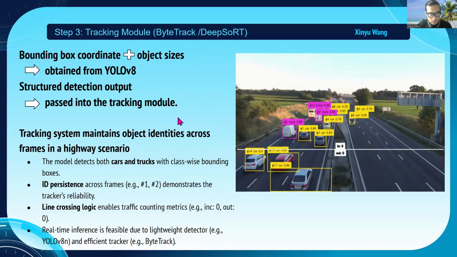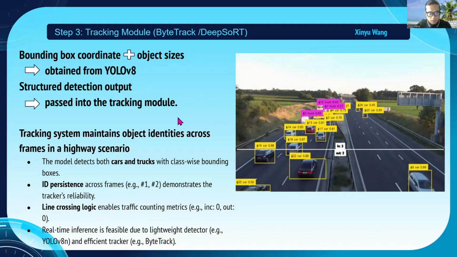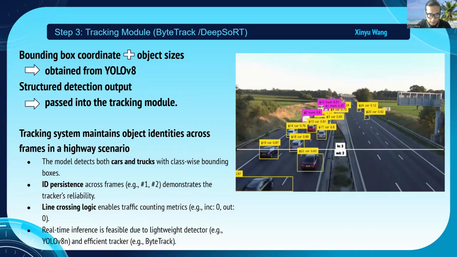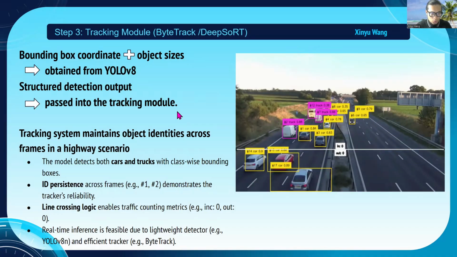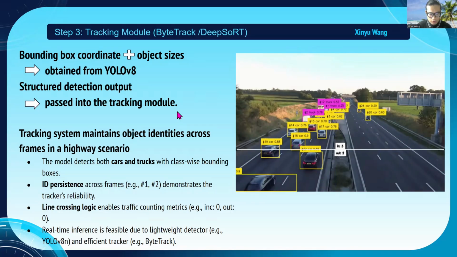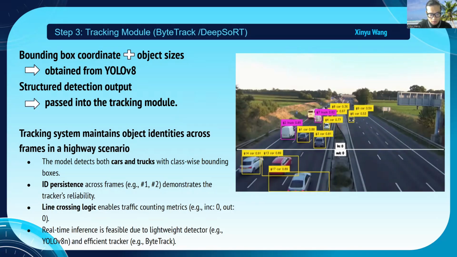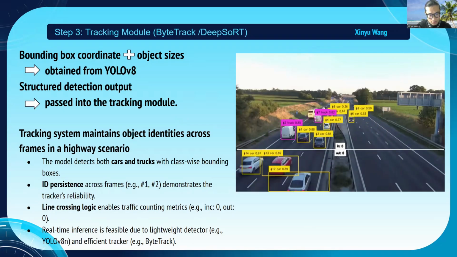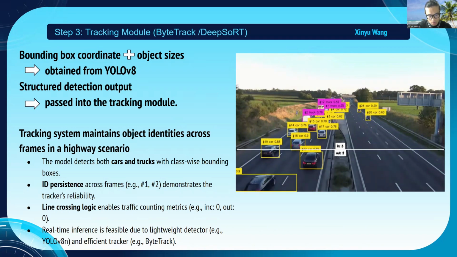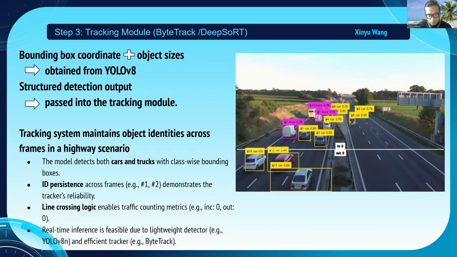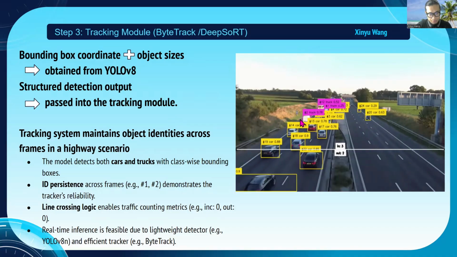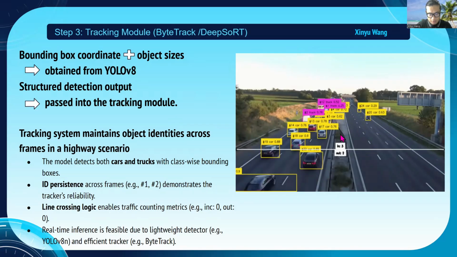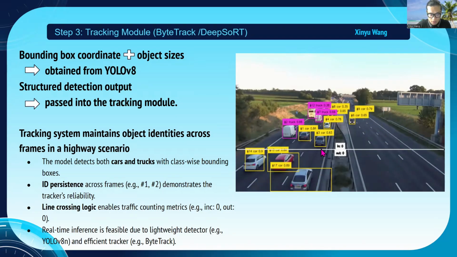In this project, we just use YOLOv8 with ByteTrack, or YOLOv8 with DeepSort. Once the bounding box coordinates and the object size are obtained from YOLOv8, this structured detection output is passed into the tracking module. This figure is showing the tracking system, which maintains the object identities across the frames in highway scenarios.